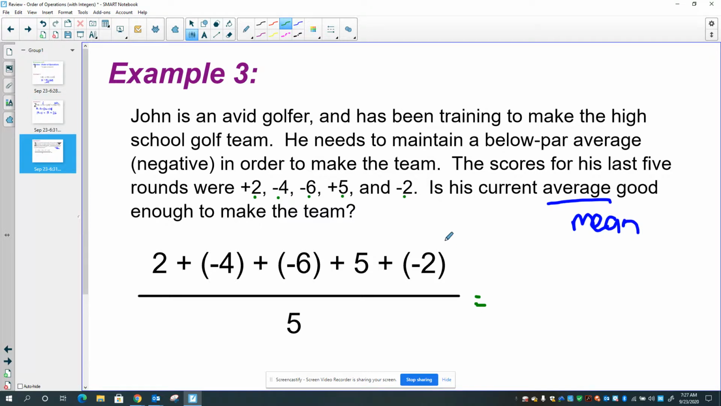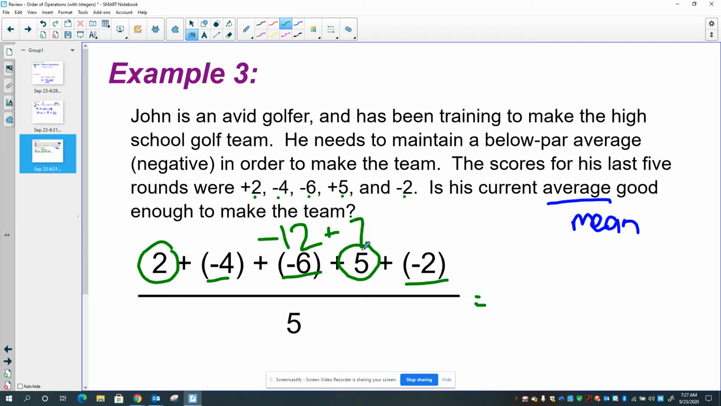Okay, so hopefully you've tried it. Here's the explanation. I need to add all this together. Now you can go left to right. I think that's more difficult. I like to add integers with the same sign. So I'm going to add all my negatives first. -4 plus -6 plus -2 is going to give me -12. And then I'm going to add to that the positives. I have a +2 and a +5. These were his poor scores. Now that is a sum of 7.